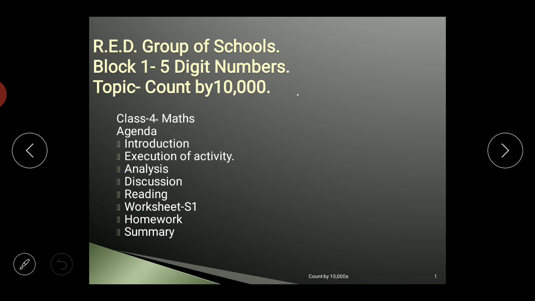I am going to teach you mathematics today, and our topic is 5-digit numbers. In 5-digit numbers, we are going to learn to count by 10,000s.